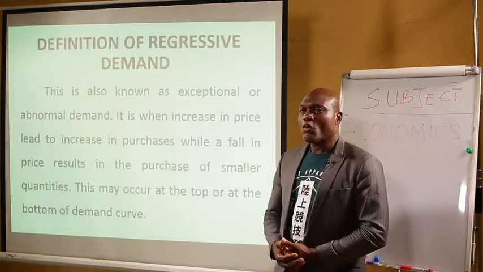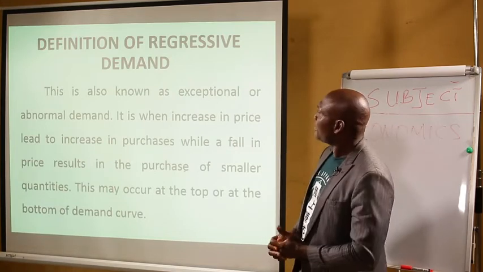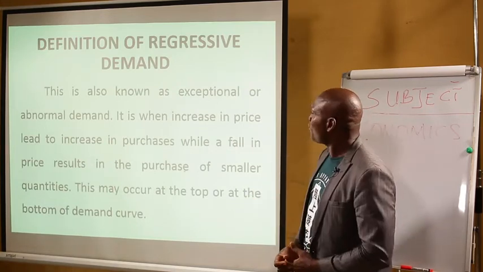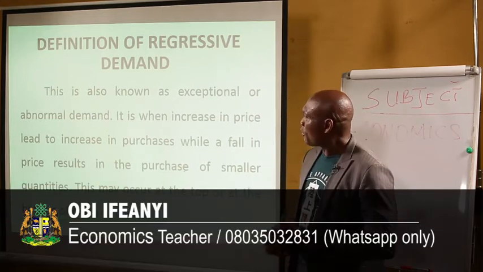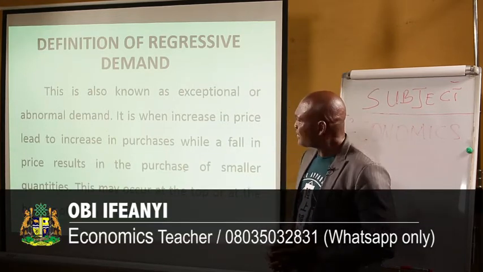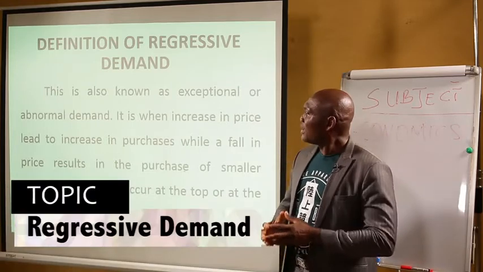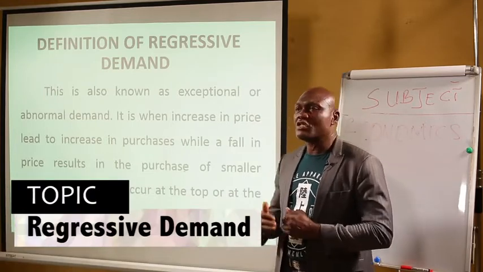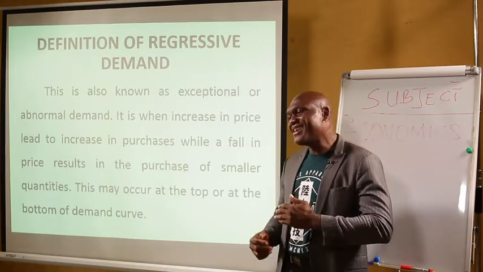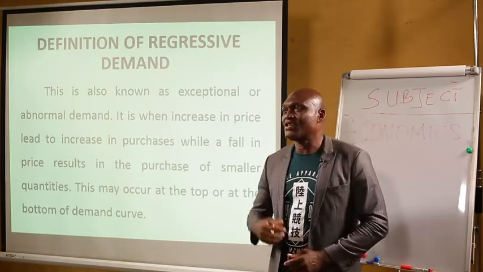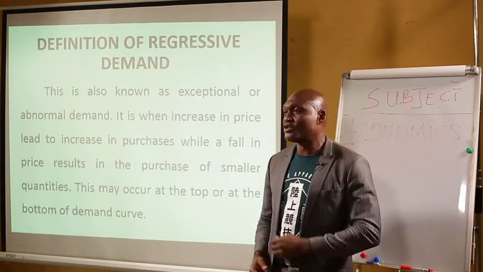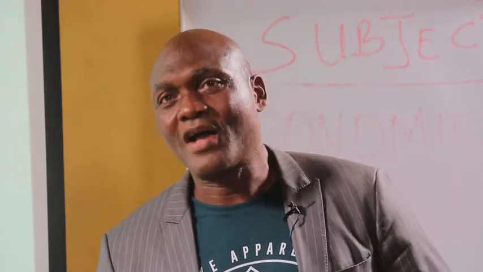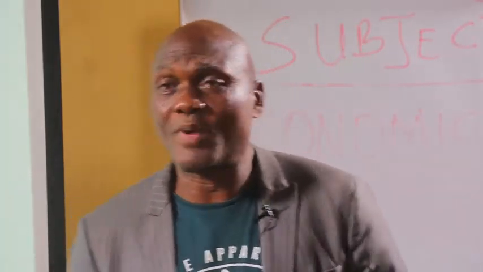Now we move on. What is regressive demand? Regressive demand is also known as exceptional demand or abnormal demand. It is when an increase in price leads to an increase in the quantity of commodity purchased. Usually in normal demand, the higher the price, the lower the quantity demanded. Because when the price goes up, what does the consumer do? The consumer will reduce the quantity they are about to buy.